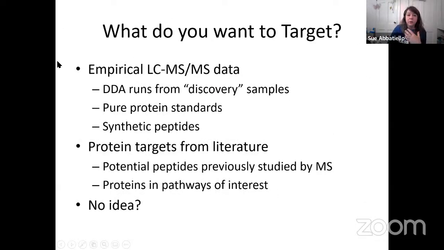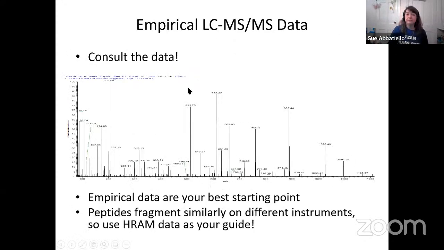Okay, so this goes through some questions of, what do you want to target? Do you want to go through and have empirical LCMS data first? Do you start with pure protein standards? Do you synthesize peptides? Are you getting your protein targets from the literature? And then how is that literature data produced? Do you have access to it? Can you look at it and see how this will influence your experimental design? So it's always good, if there is data, to consult it, particularly if you can't generate your own right away. And peptides, they fragment similarly, even on the different mass analyzers.